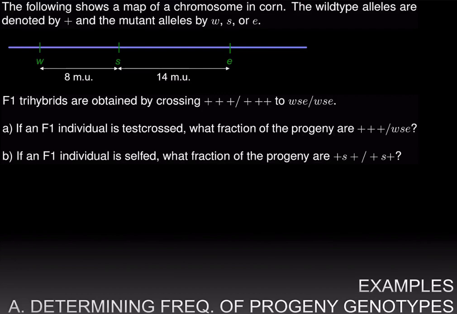WSE over WSE. And the first question is, if an individual is test crossed, what fraction of the progeny are plus plus plus over WSE?